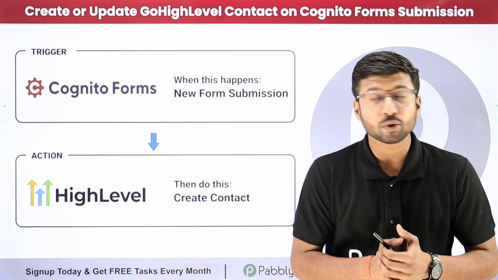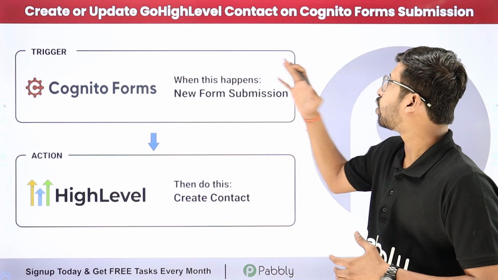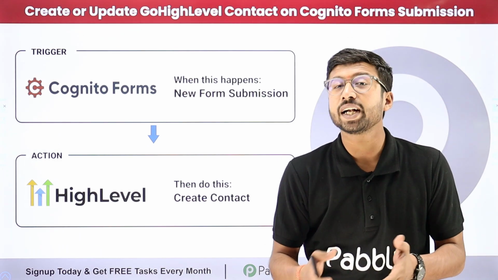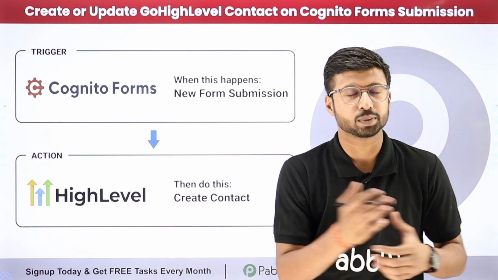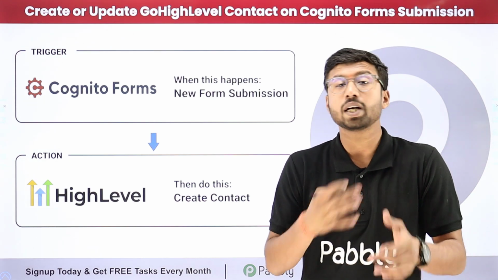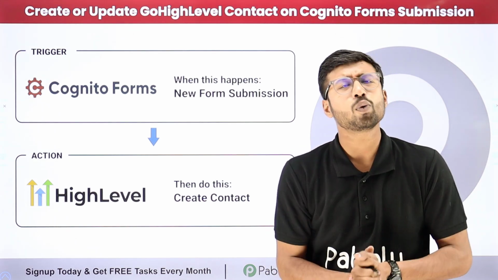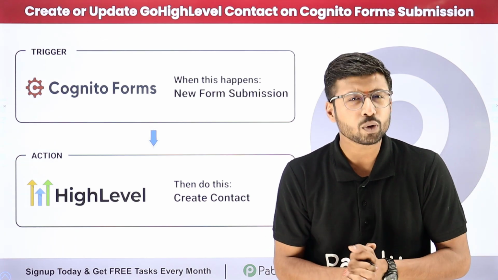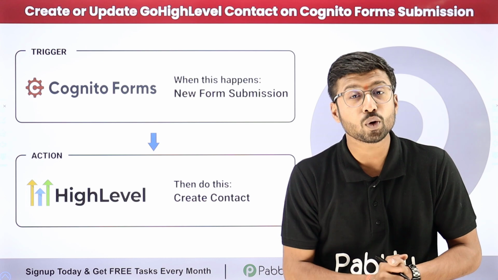So in this video, we are going to learn how to create or update GoHighLevel contact on Cognito Forms submission. Let's say you have created an online form using Cognito Forms and you have added this form on your website or shared with your user. Now you want that whenever you get a new form submission in Cognito Forms with the same details, you want to add these people as contact in GoHighLevel.